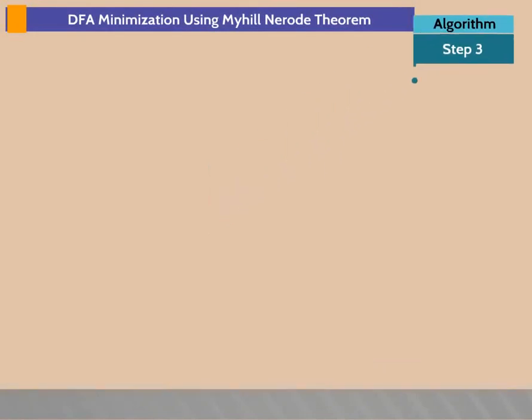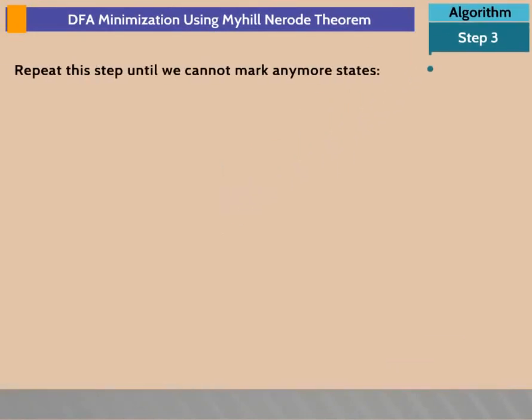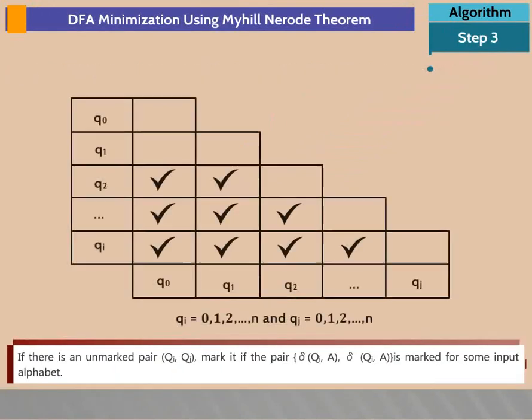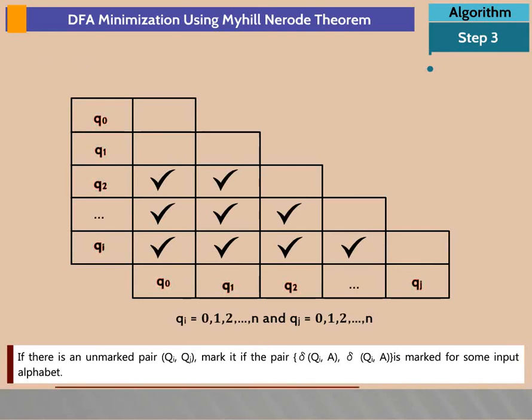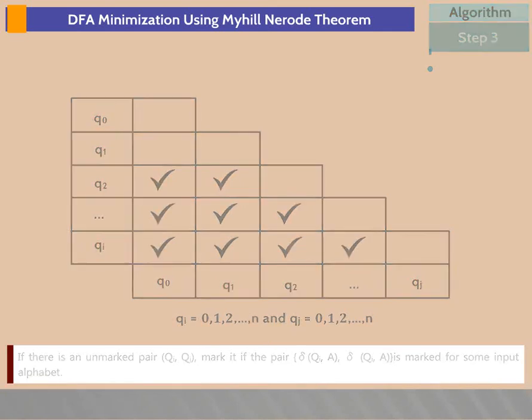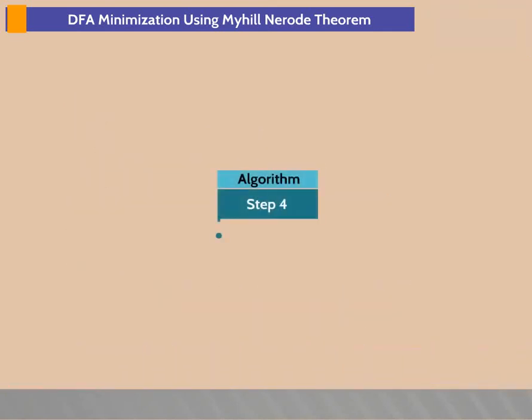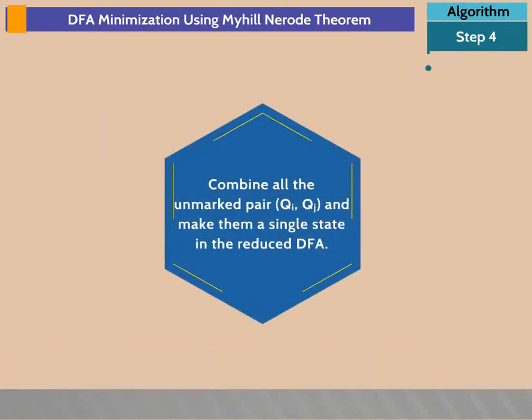Step 3. Repeat this step until we cannot mark any more states. If there is an unmarked pair (Qi, Qj), mark it if the pair (delta(Qi, a), delta(Qj, a)) is marked for some input alphabet a. Step 4. Combine all the unmarked pairs (Qi, Qj) and make them a single state in the reduced DFA.